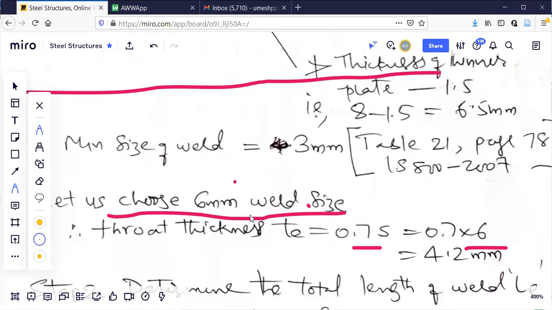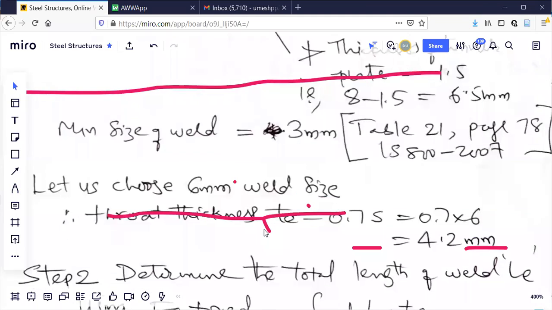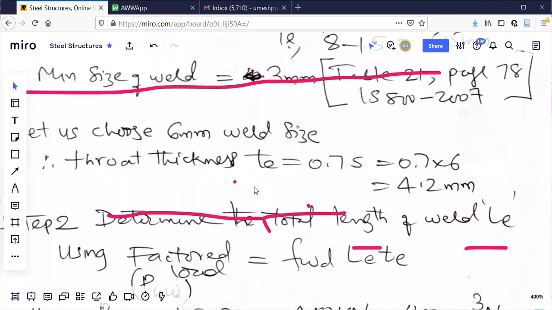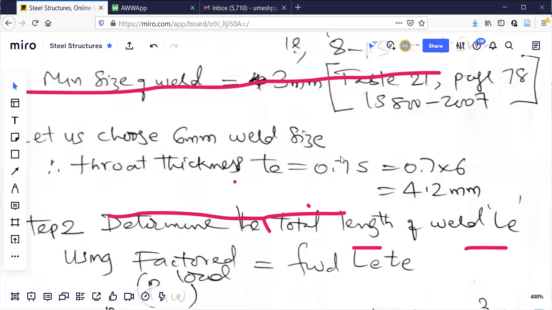Usually, in the entire welded connection chapter, we have used either 6 or 8 mm welds only. S is equal to either 6 or 8. Here I cannot use 8 because, as per the conditions, the maximum permitted for this particular combination is 6.5. So I have used 6 mm, therefore the throat thickness is 0.7 times 6, which is 4.2. Usually whenever it is 6 mm, the throat thickness is 4.2.